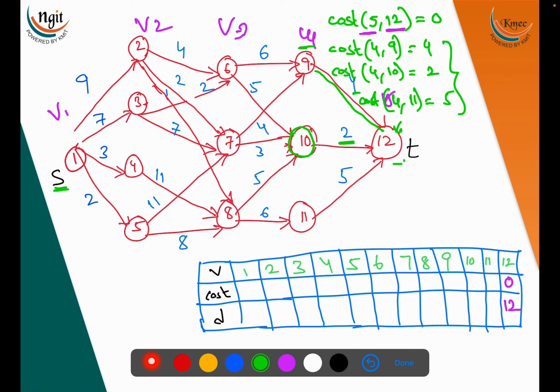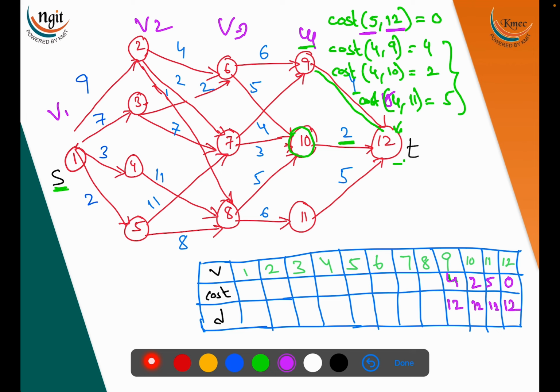So cost 4 comma 9, you update here. 9 vertex value is what? 4. We'll take the other one. 4, and 10 vertex value is what? 2. 11 vertex value is what? 5. So to reach which vertex? 12. So I am updating 12.